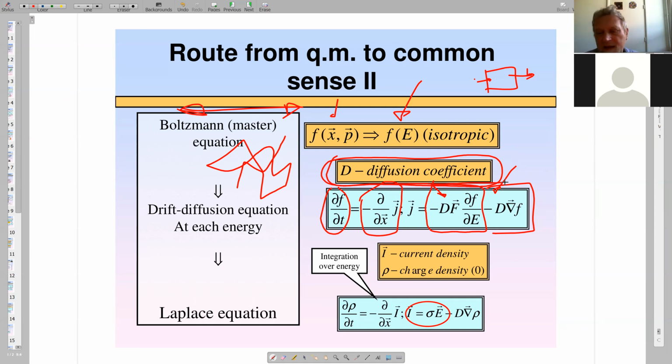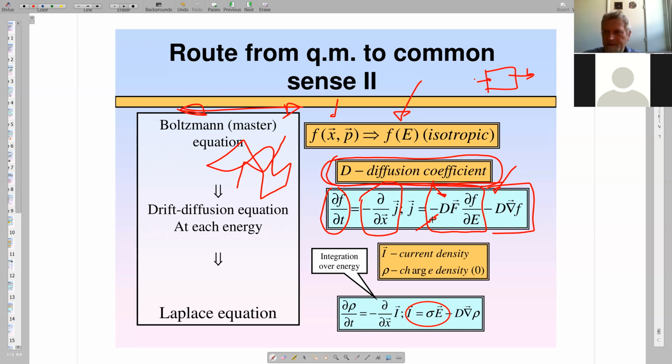How to prove this? One can consider, for instance, stationary distribution, which is produced by some potential. Right, in this case, it would be thermodynamical distribution. So the current from drift must be compensated by diffusion current. That's why they come with the same coefficient, diffusion coefficient.